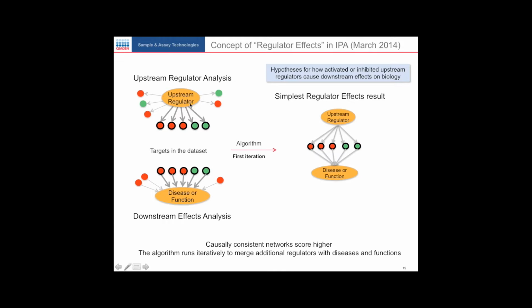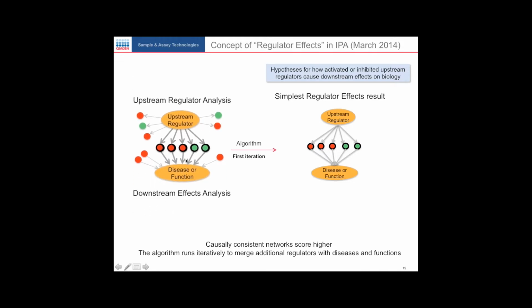Essentially, as I was showing you those networks, they're essentially a network around something. So an upstream regulator with its targets from your data set, or a disease or function with the targets from your data set. You can statistically merge those. So if there's a significant overlap by Fisher's exact test, you can integrate those two networks, and then you can essentially find this situation where an upstream regulator is driving a disease or function.